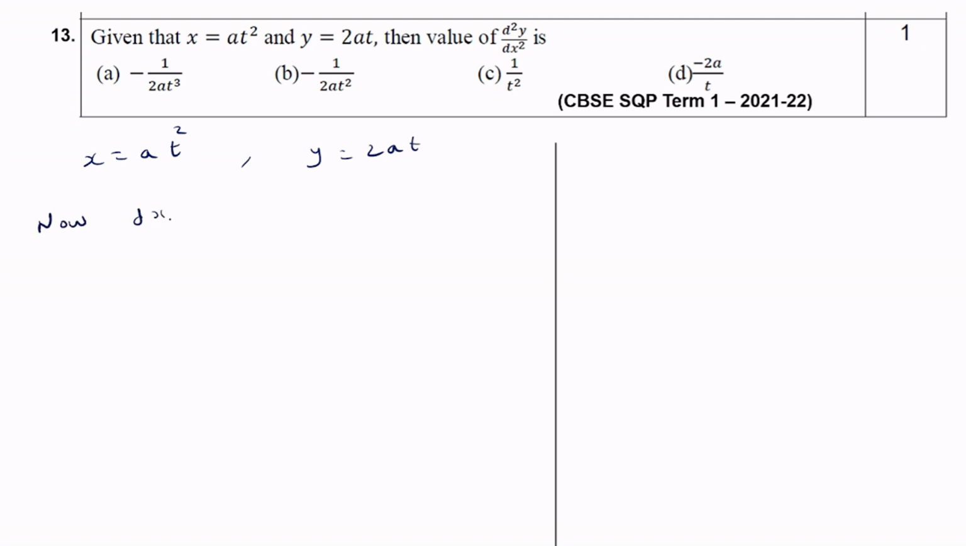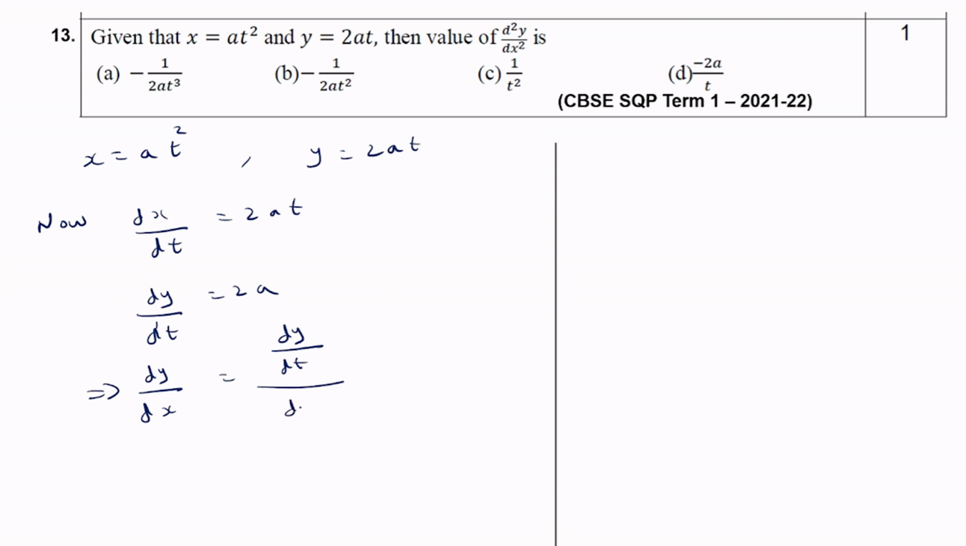Now dx by dt is equal to 2at and dy by dt is equal to 2a. So we have dy by dx equal to dy by dt upon dx by dt. dy by dt is 2a upon dx by dt is 2at. So this is 1 by t.